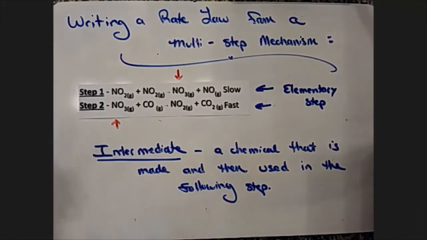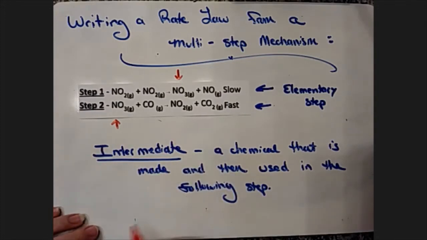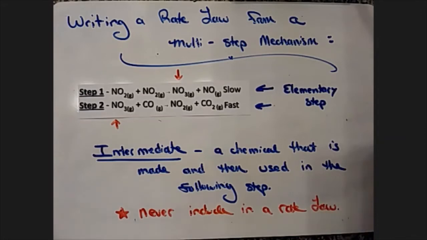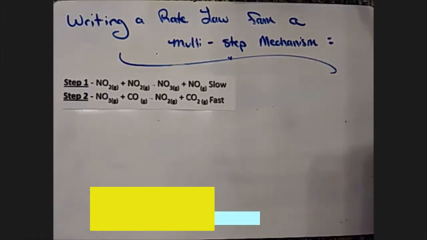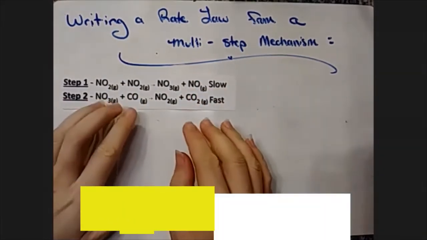the following step. One nice thing to note is that when you're writing a rate law from a multi-step mechanism, you never include these inside of the rate law. Now, we may need to include them temporarily to get from point A to point B, but the final finished rate law will never include an intermediate. Now let's focus on writing the rate law directly from this multiple step mechanism.